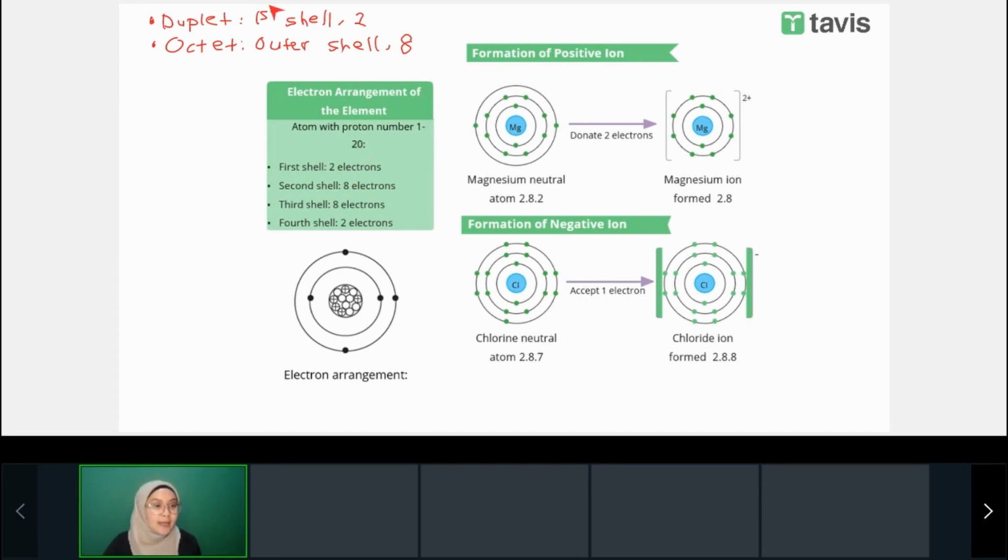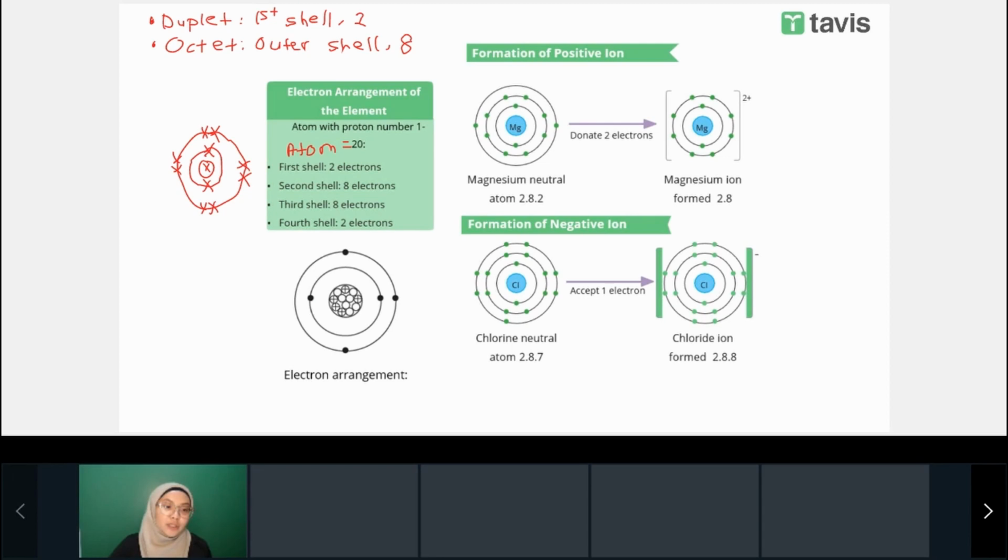Okay, now we go to the arrangement of electrons. Let's see. Now I have an atom with 20 electrons. So how about the arrangement? Let's draw. Let's call this atom X. For atom X, the first shell must be maximum 2. So 1, 2. How about the second shell? The second shell is 8. It has 20 electrons.